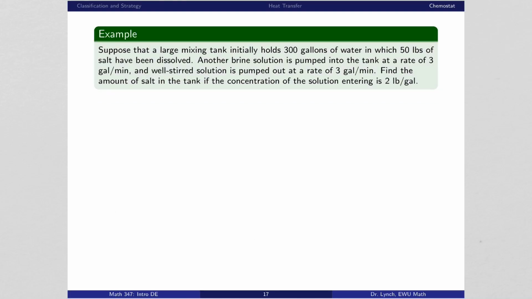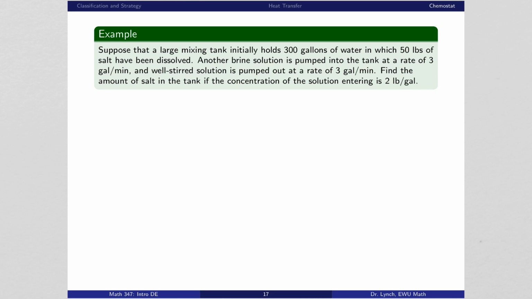Okay, so here is an example of a tank mixing problem. A large mixing tank holds 300 gallons of water in which 50 pounds of salt have been dissolved. That information actually gives us an initial concentration, 50 pounds in 300 gallons. A brine solution is pumped into the tank at a rate of 3 gallons per minute, and well-stirred solution is pumped out also at 3 gallons a minute. So we can see that the volume in the tank is constant. The flow rate in and the flow rate out are both 3 gallons per minute.